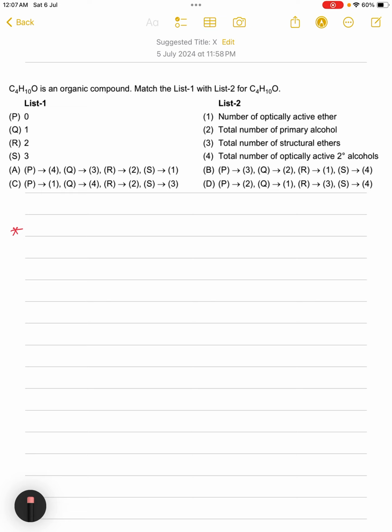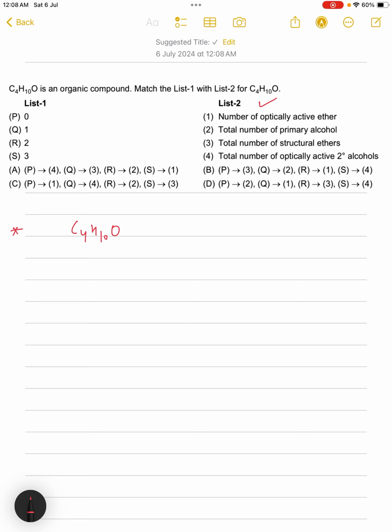Let's see. Now the question is saying that we have a molecule C4H10O. This is the molecular formula of the organic compound. In list 1, we are given some values, and in list 2, we are given different statements and we have to match them. So it is basically a match the column question.